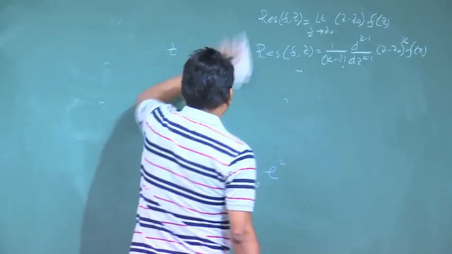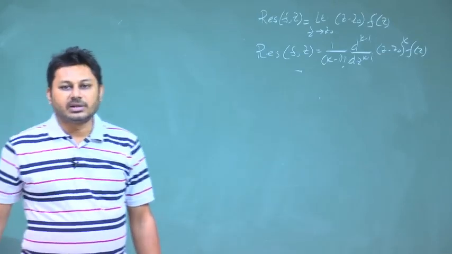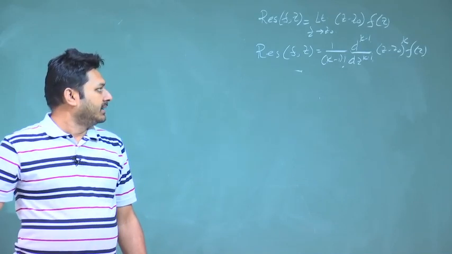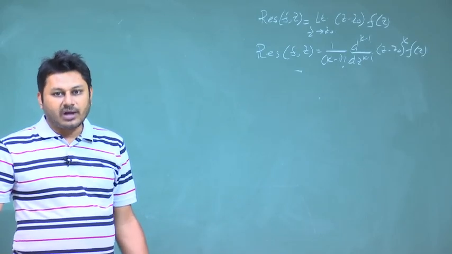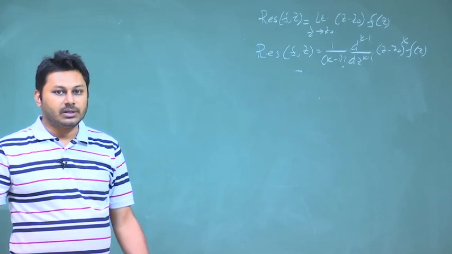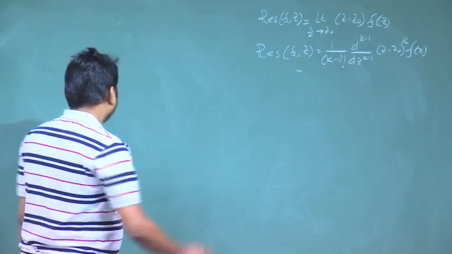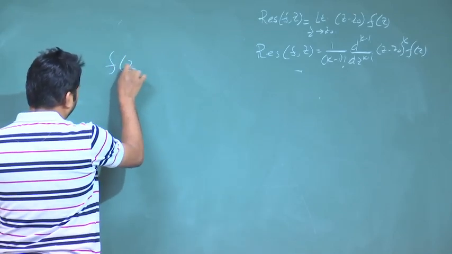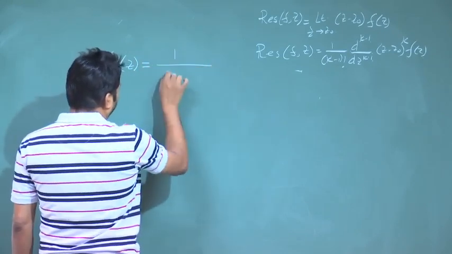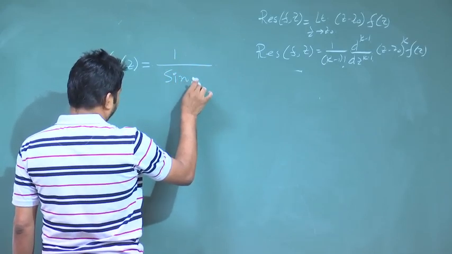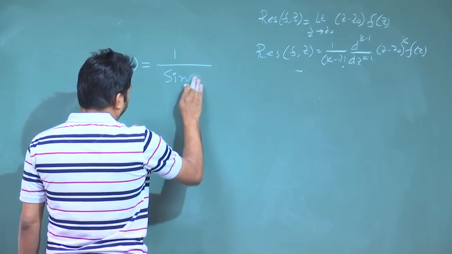So far we know how to calculate the residue if the function is given and the function has some finite singularity, and this singularity has some order and all these things. But apart from that, there are a few other functions where this procedure may not be suitable, and in that case we need to use something different. For example, a function f(z), I am just giving you the functional form, maybe next day I will calculate that: 1 divided by sine n pi z.